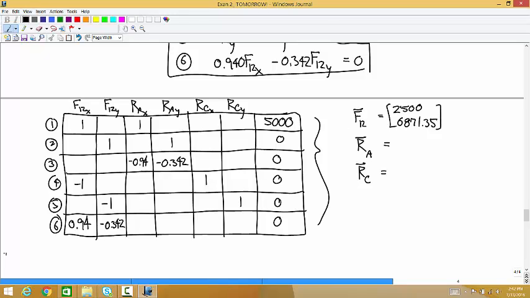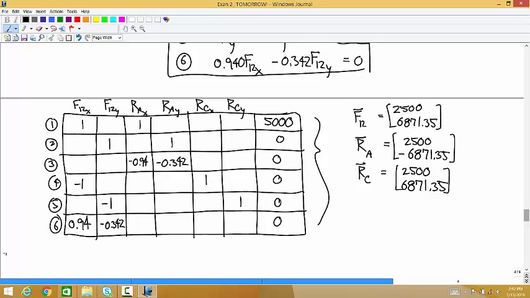For RAX, I got 2,500. And then the third one is 2,500, 6871.25. I don't know if we put that in there. Okay. Anyone else get numbers? I got the same. Okay, good.